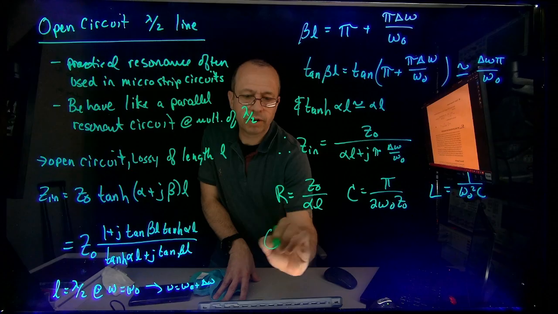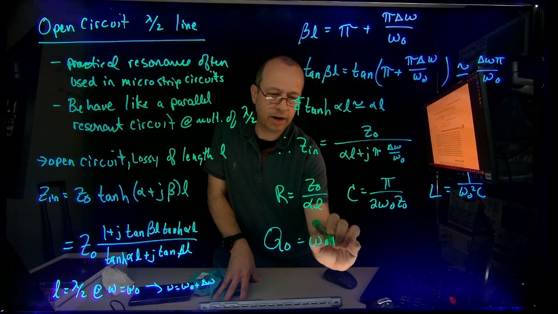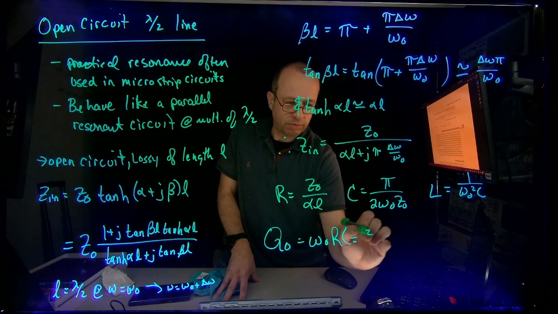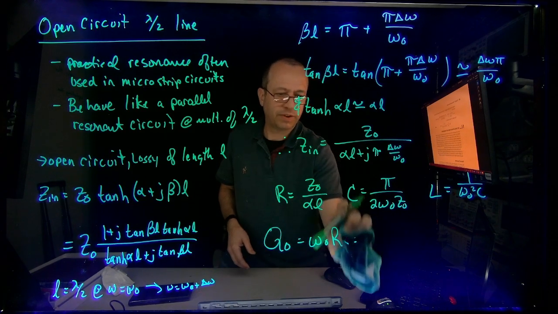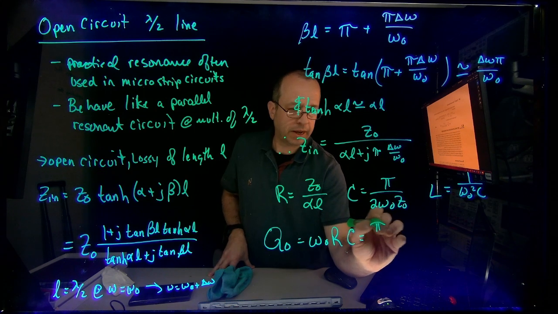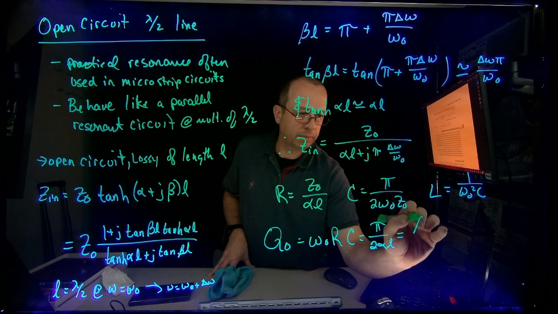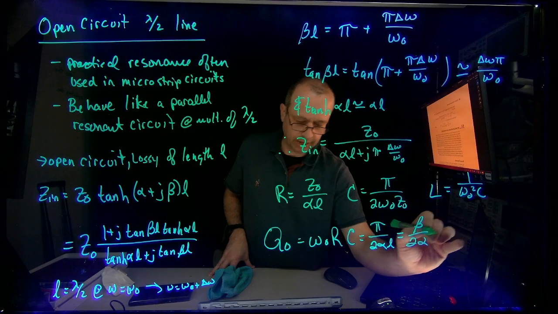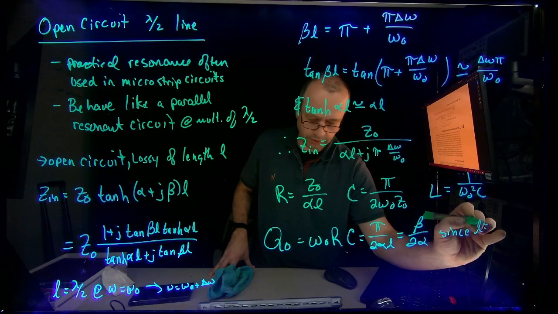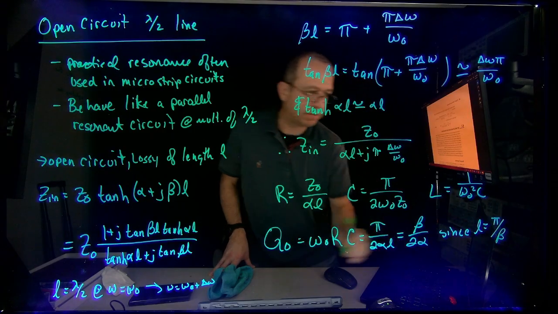And our unloaded Q factor, that's the Q naught, is just omega naught RC. And that is equal to pi over 2 alpha L, and that is beta over 2 alpha, since L equals pi over beta at resonance.